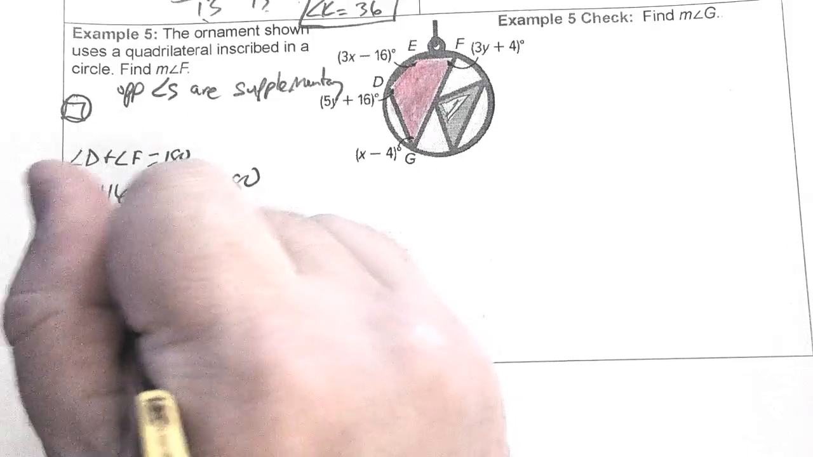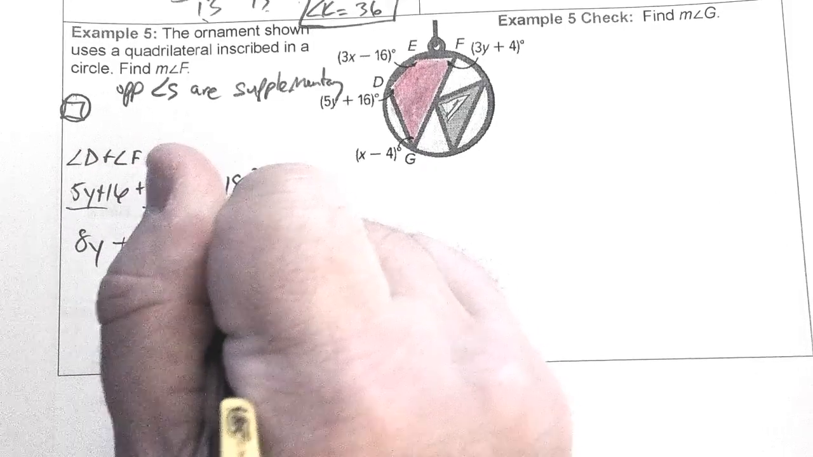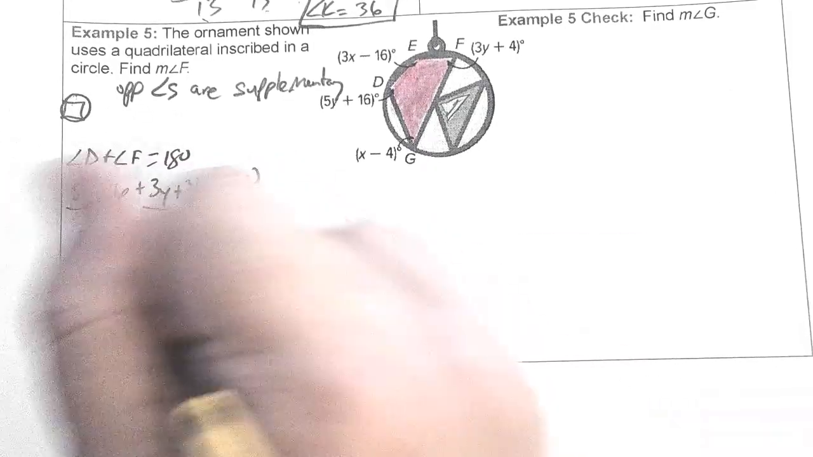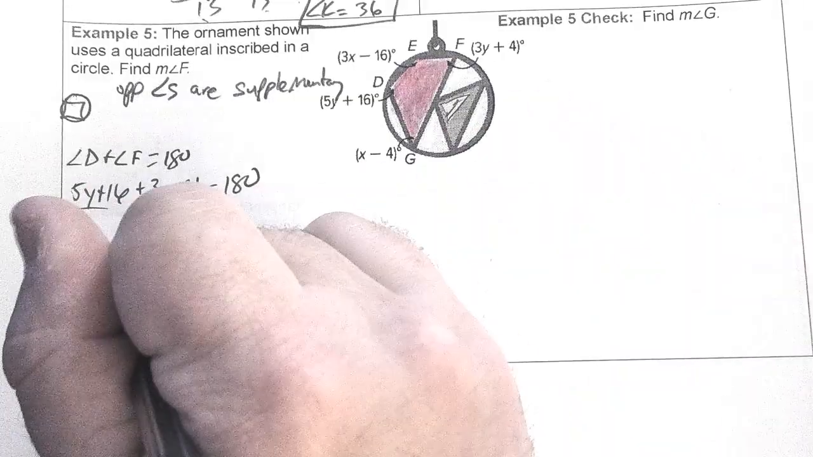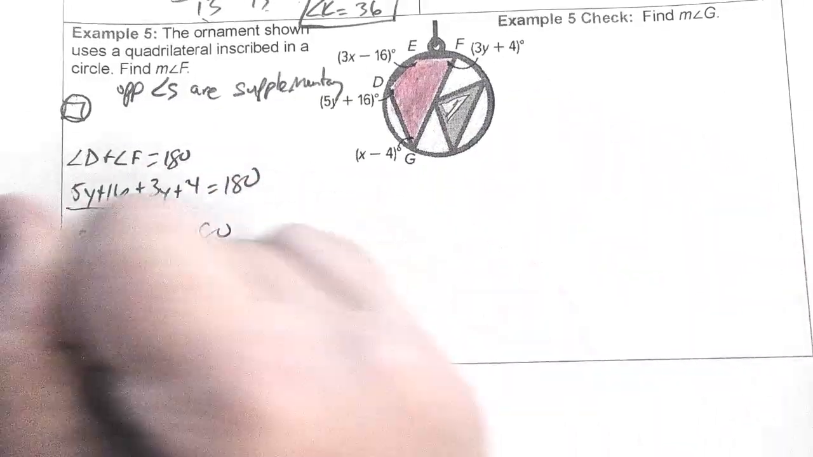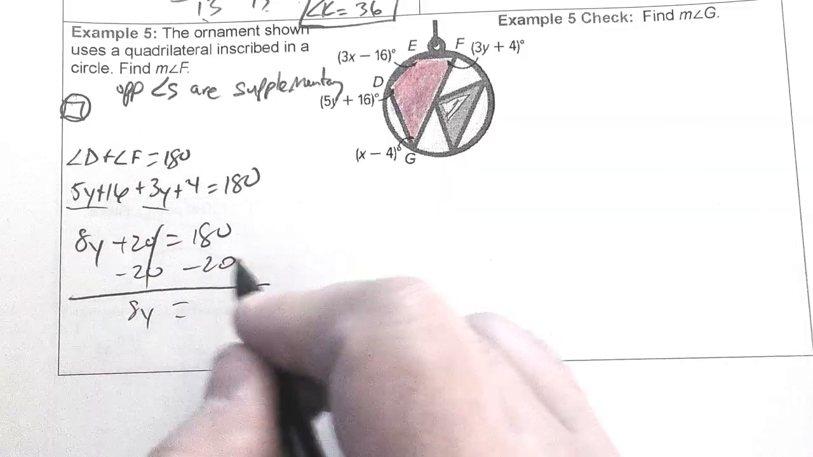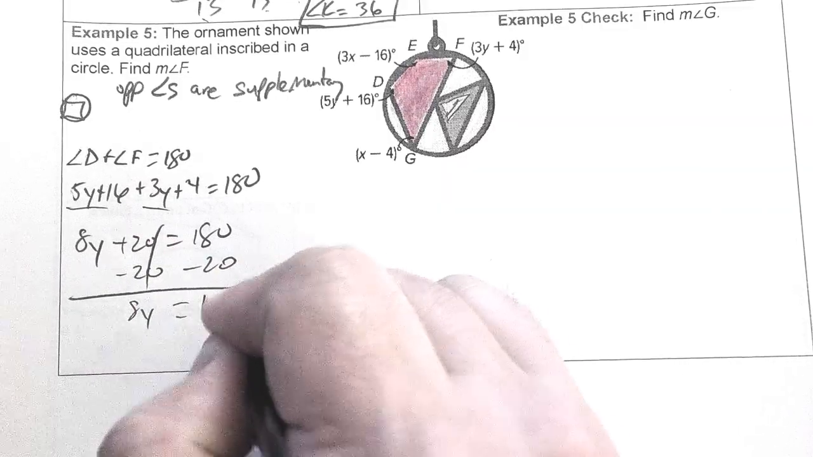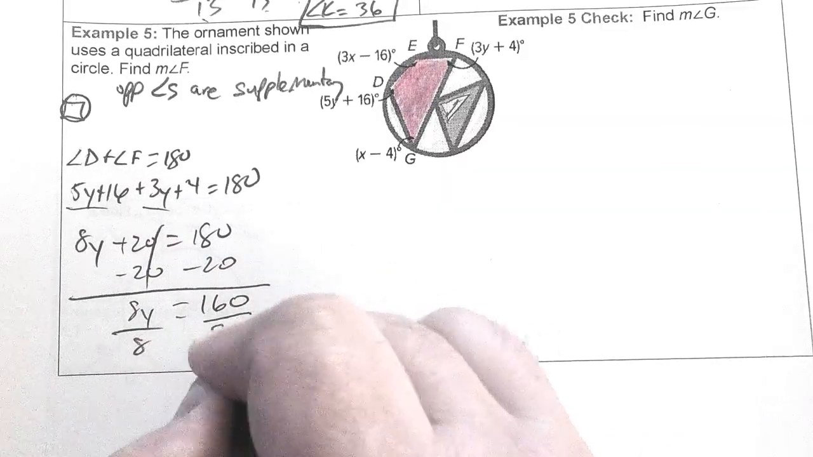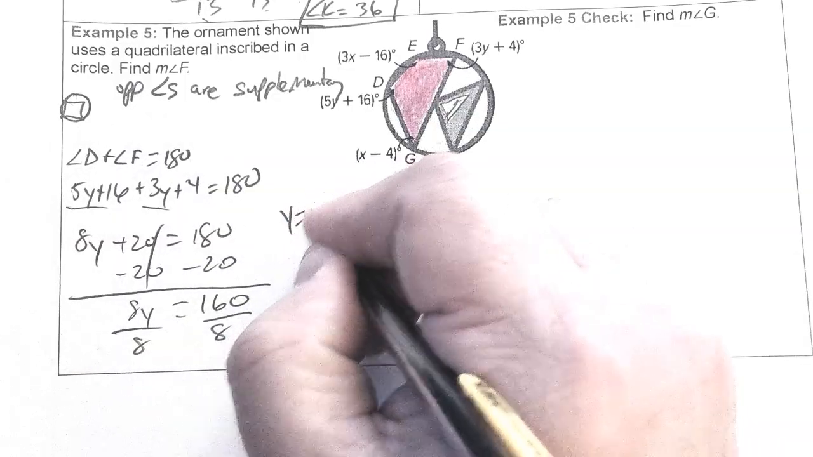16 plus 4 is 20. They're both positive. We have 180. Because 8y plus 20 equals 180, we subtract 20 from both sides. These cancel, and 8y is coming down. 180 minus 20 is 160. We divide both sides by 8. We find that y is equal to 20.